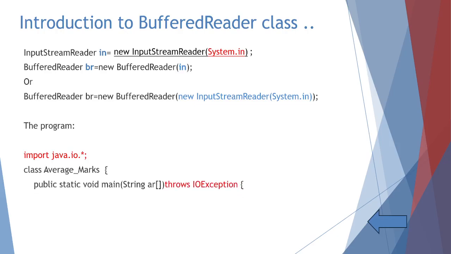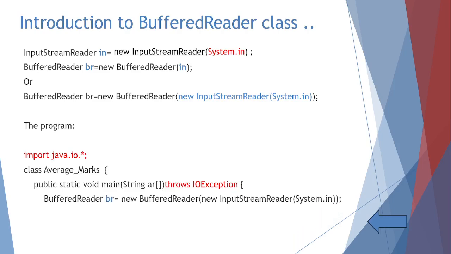After that, class SomeAverageMarks, public static void main String args, whatever it may be. Throws IOException, very important. Whichever method uses the BufferedReader class must use the statement throws IOException. So the public static void main method is using the BufferedReader class. So before starting the curly brace, we write throws IOException. We will understand this in the next slide.